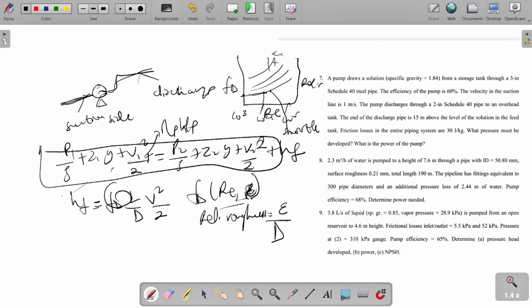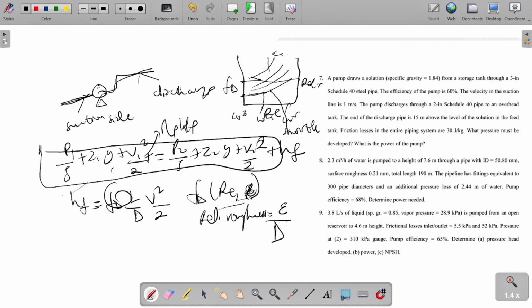Completely rough, that one is the last curve. If you don't have any of them and you want to read the relative roughness, we read it over here. Then we move along the curve to meet your Reynolds number before you move straight to read your friction factor.